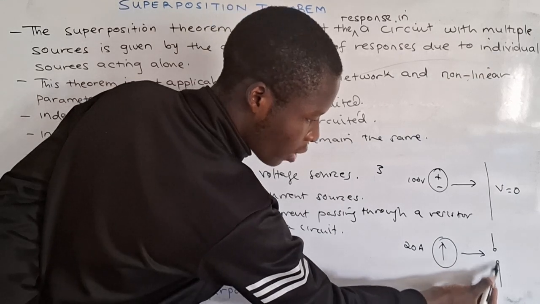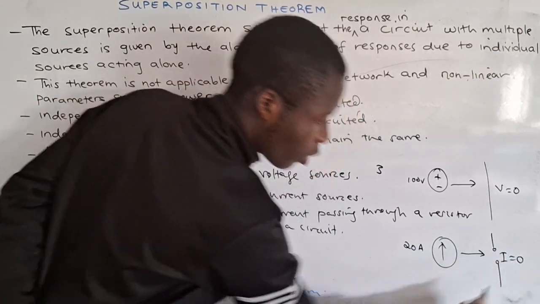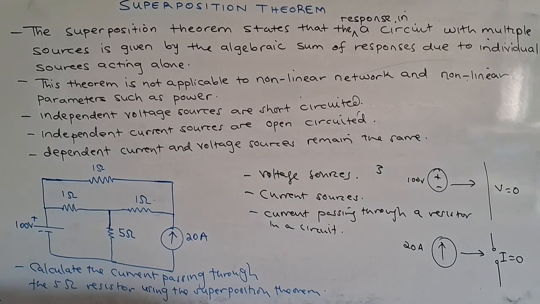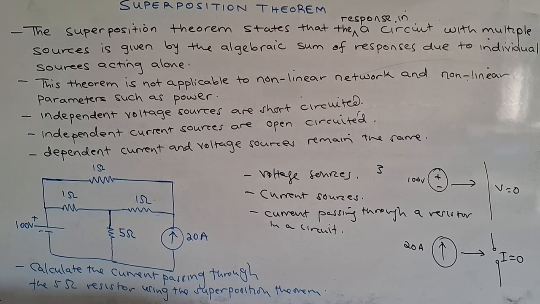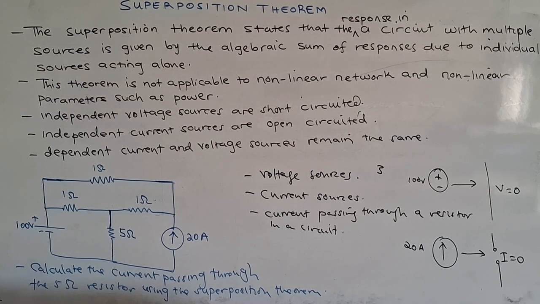If you open circuit the current source, it means I is equal to 0. So if you open circuit, the current is now equal to 0. If you short circuit, the voltage is now equal to 0.